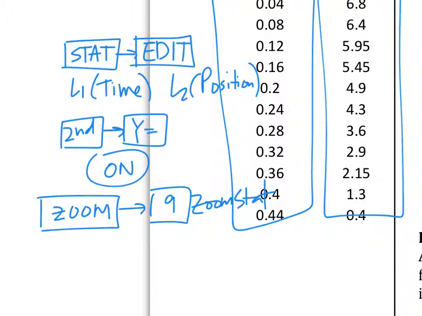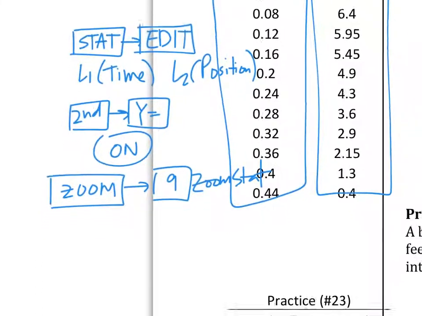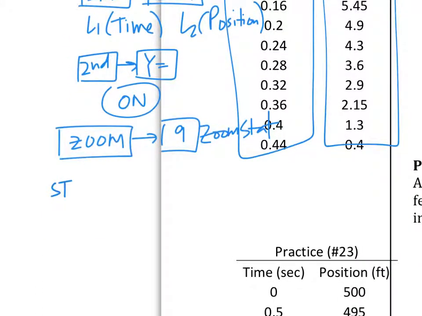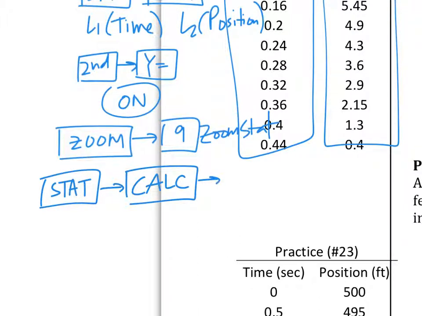Okay, so now if you look at that graph, what kind of shape does it look like? A curve, right? So probably not exactly linear. So we're going to use quadratic to guess. You're going to go to stat again, and this time you're going to tell your calculator to estimate an equation. You're going to go to calc, so calculate. And we're going to guess that it's quadratic. Number 5 says quadratic regression.